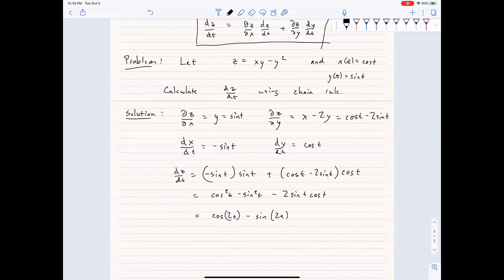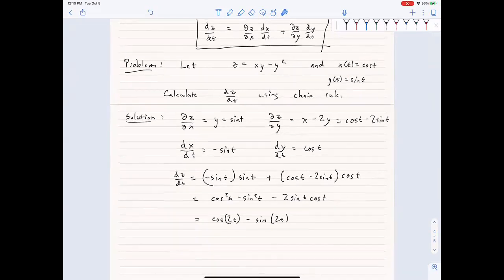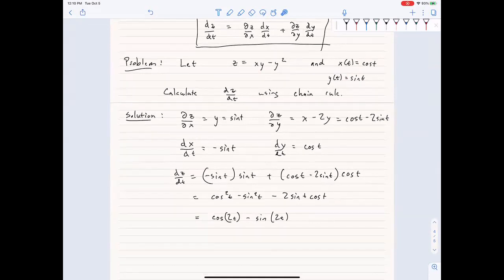All right. So this is an application of the chain rule. Now, as I said, you could very well verify this by putting in these functions into z and taking just the ordinary derivative. And in this case, it may even be easier to do it that way. But sometimes you don't have all of that information and you want to be able to take these derivatives implicitly. So the chain rule is necessary in those cases. Questions? Okay.